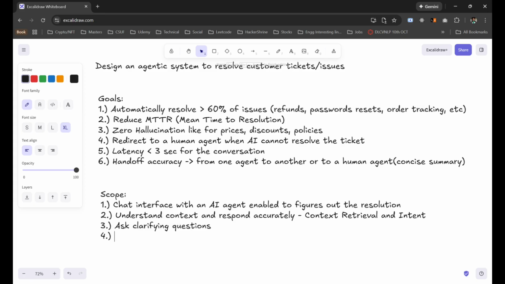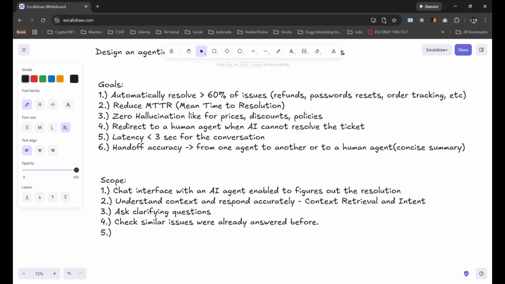That is important. Then next would be what if it's a very common issue that you're getting. Let's say there's an outage in your area, right? A lot of people who are going to call you are going to ask you the same question. So what we can do is check whether similar issues were already answered before or not. This is important so that we don't actually start the entire flow, we just check if something similar has been answered before in a particular time span, and we can engineer around it as well. That could be one of the scopes.